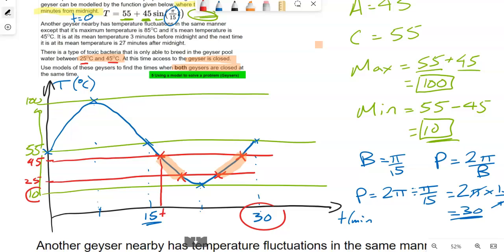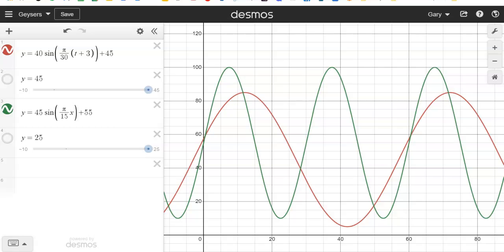So we need to know this time, and this time, and then this time and this time, because it's closed between there and there, and it's closed between there and there. Once we know those times, then we know all of the other times. And so now that's really easy to calculate.